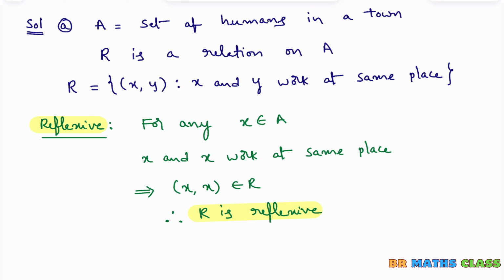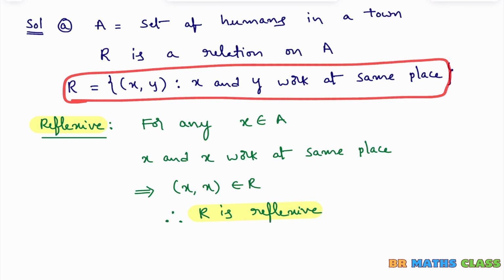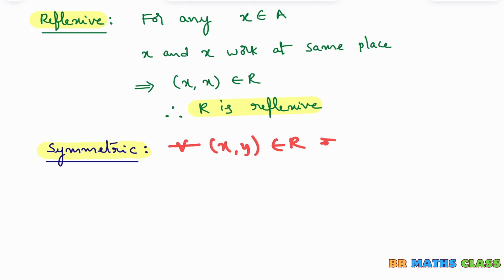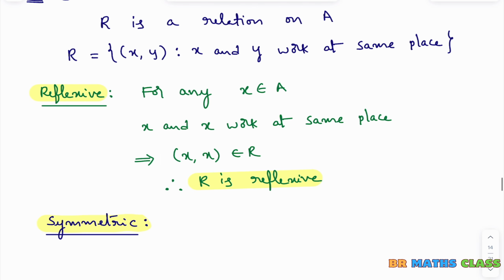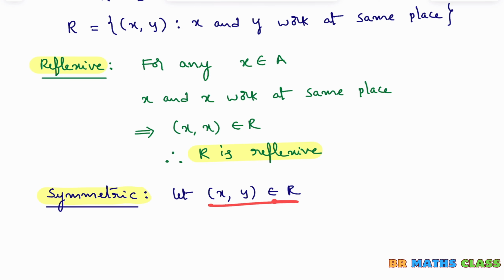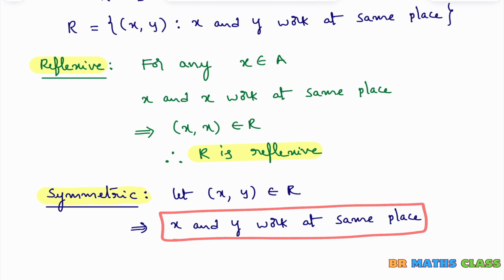Now I'll check whether this relation is symmetric or not. How to check the symmetric condition? For every ordered pair x comma y in the relation, if the ordered pair y comma x is also in the relation, then we say that the relation is a symmetric relation. First, we'll take one ordered pair from this relation. Take one ordered pair x comma y in the relation. If the ordered pair x comma y is in this relation, it indicates that x and y work at the same place.